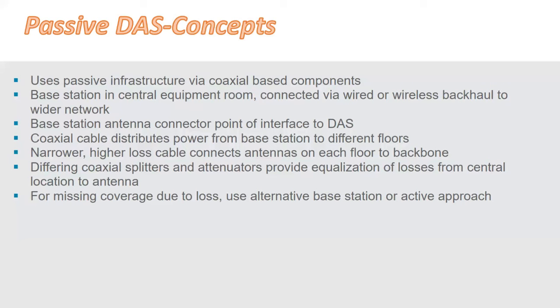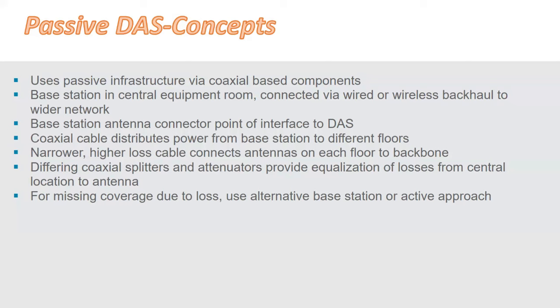So the distributed antenna can be implemented using a purely passive infrastructure through coaxial based components. And the list of components for a passive system varies by design, but usually it has coaxial cables, signal combiners, power splitters, duplexers, antennas, and attenuators. And these components require no external power to operate, only an RF signal input, right? And for passive DAS, the base station is located in the central equipment room and is connected through wired or wireless backhaul to the wider network, right?